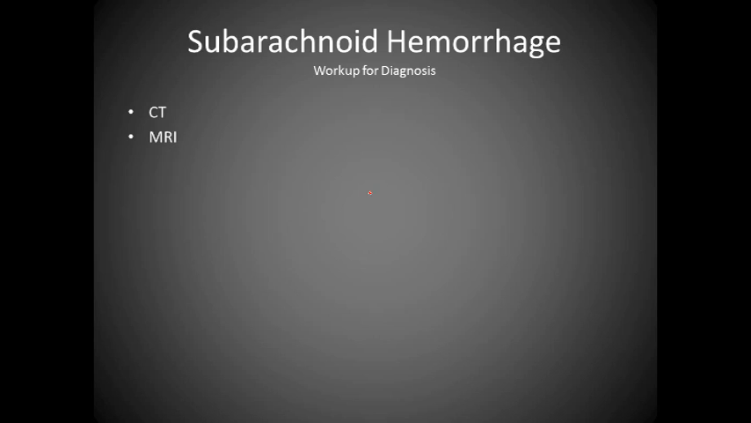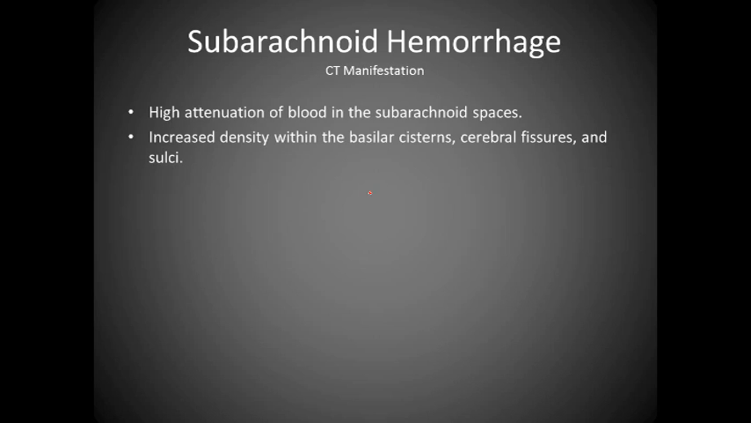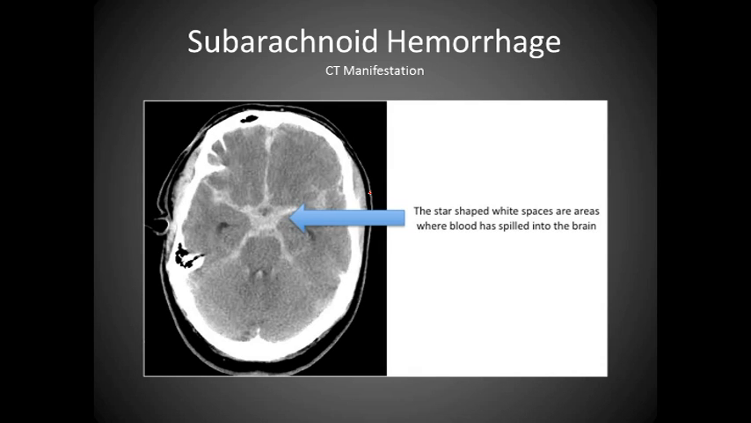And so we see that CT and MRI are excellent for the subarachnoid hemorrhage and the workup for diagnosis. Usually lab results are non-conclusive and really can't be utilized. The best method for demonstrating this is simply looking at it in terms of CT or MR. So in terms of CT, we have high attenuation of blood in the subarachnoid spaces and increased density within the basilar cistern, cerebral fissures, and sulci. So we'll see what that looks like here.